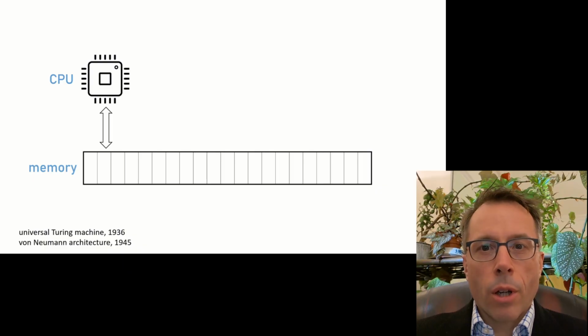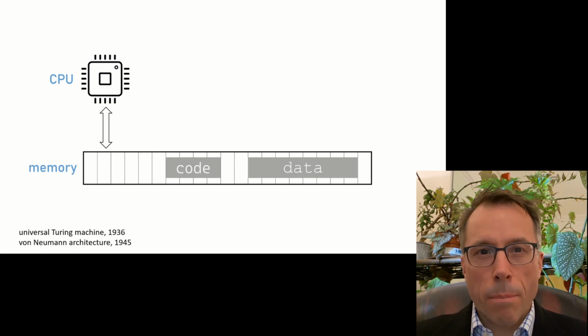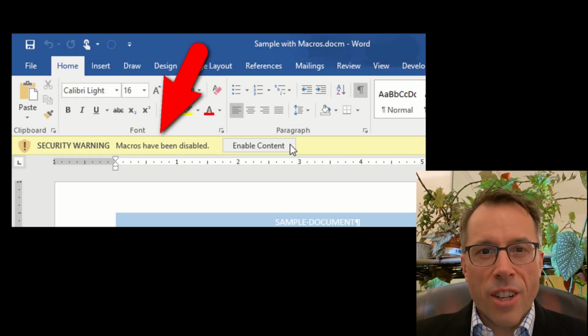There's a CPU, a general purpose processor, and there's memory, which holds both data and code. Both of them are just bytes in memory, and the CPU is a general purpose execution device that can execute whatever bytes it's given. This idea that data and code are basically the same thing is what gave us this, the bizarre idea that a document can come with a computer virus.